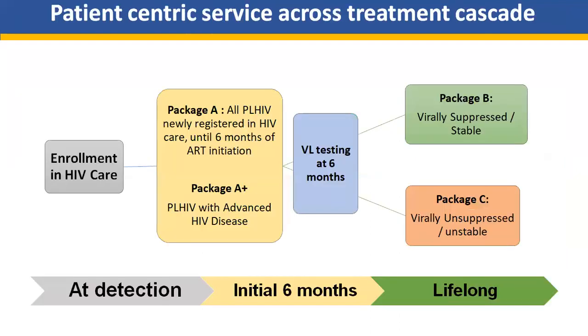Now, patient-centric service across the treatment cascade. After we have enrolled a patient in HIV care, what our differentiated module tells us is we have to basically categorize our patients. And this categorization is needed because we have a limited amount of healthcare services. Now, the limited amount of healthcare services will need some amount of optimization. What is optimization? We will be having patients who are doing well. We will be having patients who need more care. We will be having children who need utmost care.